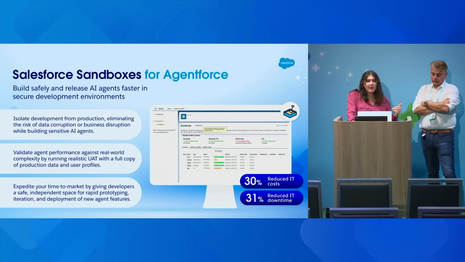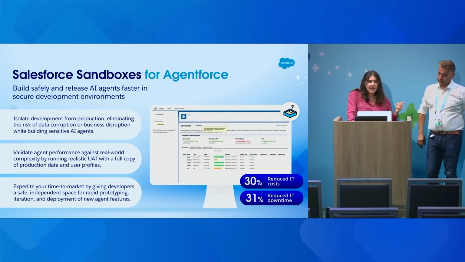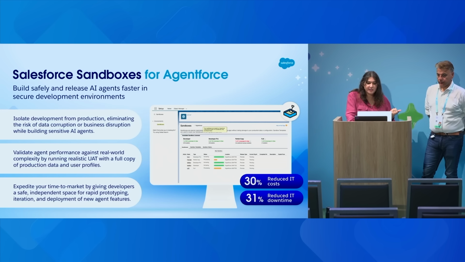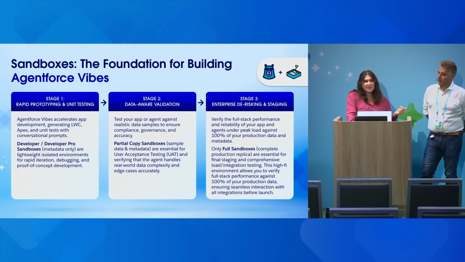And second about Sandboxes is you can actually help validate your agent performance. We found that using a full copy sandbox gave us a lot of success because this is a 100% replica of your production data. So you can run realistic user acceptance testing, and you can also make sure that you're testing those new agent features, giving developers a safe space for rapid prototyping and iteration.